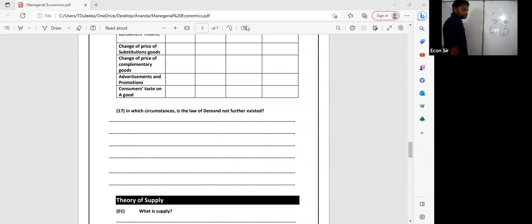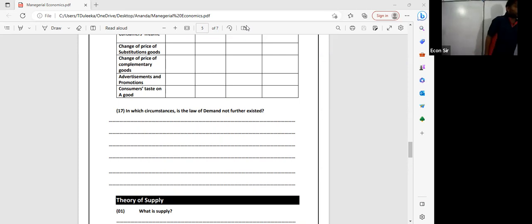What do you mean by this? Some people plan to purchase some goods only for showing off. Nothing to do with the consumption.